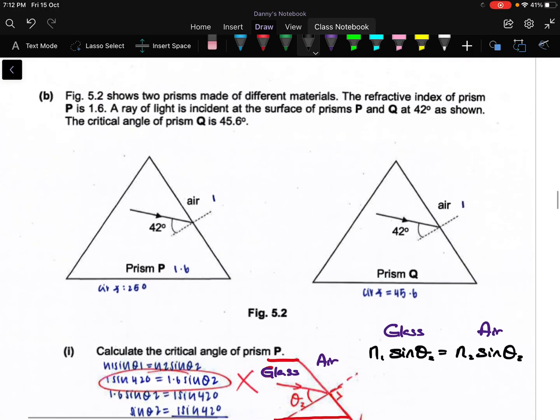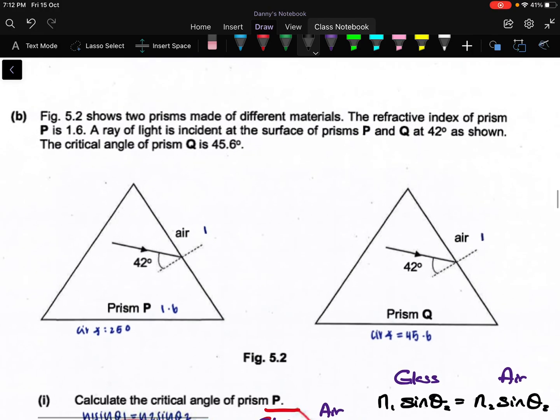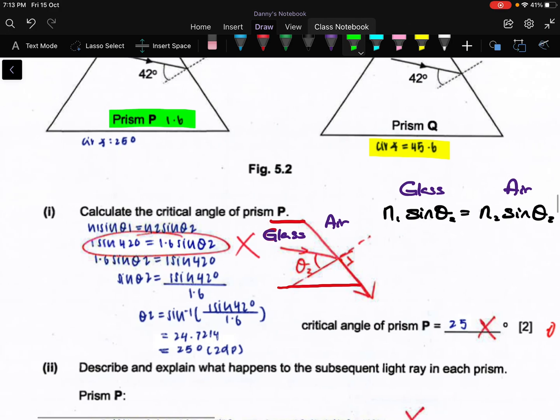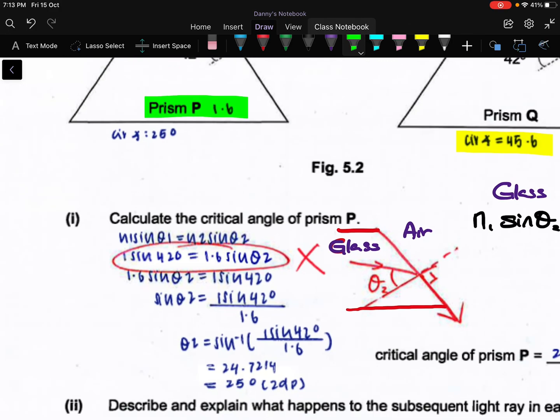Okay, for part B, we are trying to check whether you are aware what the critical angle is and how TIR occurs. Here you can see that for this particular prism Q, the critical angle is already given. So we only leave you with prism P. You need to calculate its critical angle yourself. So how do you calculate the critical angle? Unfortunately, in this case, she used the wrong value again. So how do you do that?